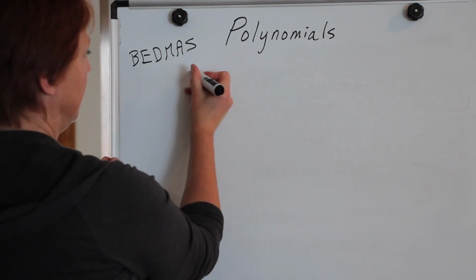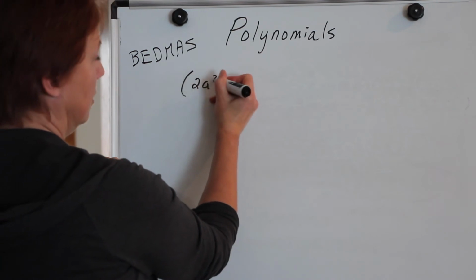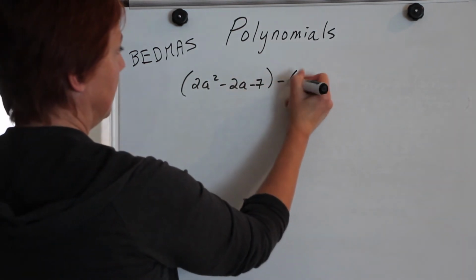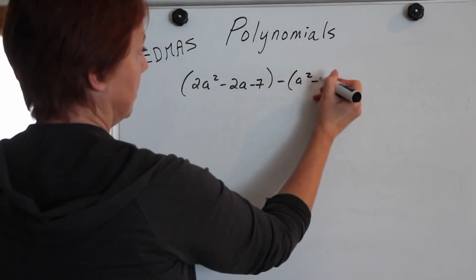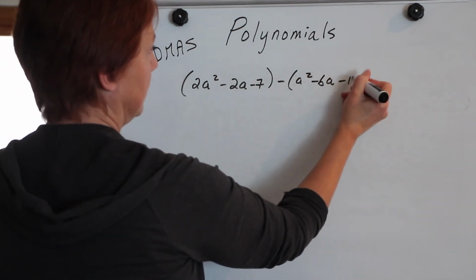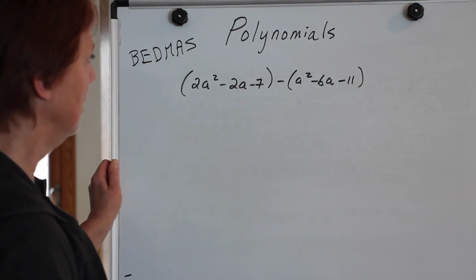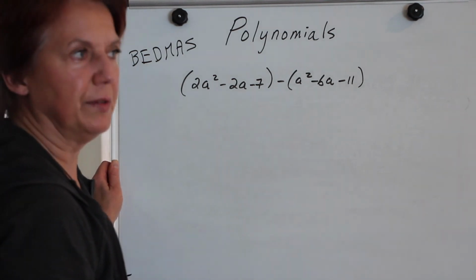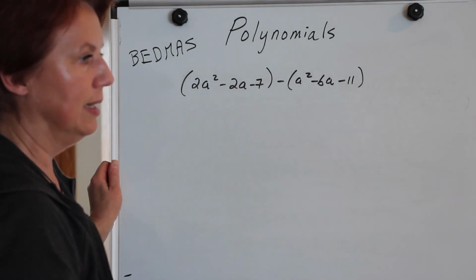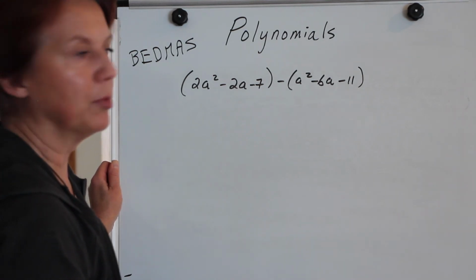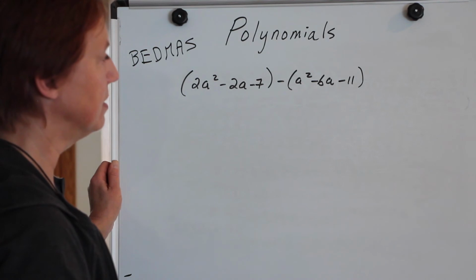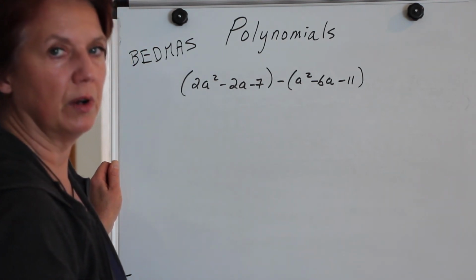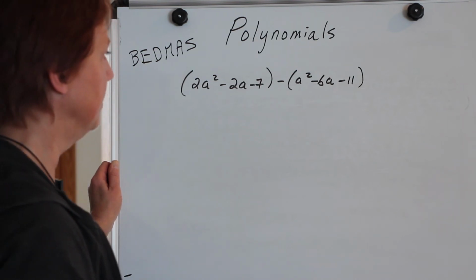Okay, and one more example. 2a squared minus 2a minus 7 minus a squared minus 6a minus 11. Ooh, lots of minus signs. Okay, so minus signs are kind of almost a little bit of a signal. A little flag should pop up when you see a bunch of negative signs or minus signs, because they're a little bit harder to work with. You have to pay attention when you've got them.